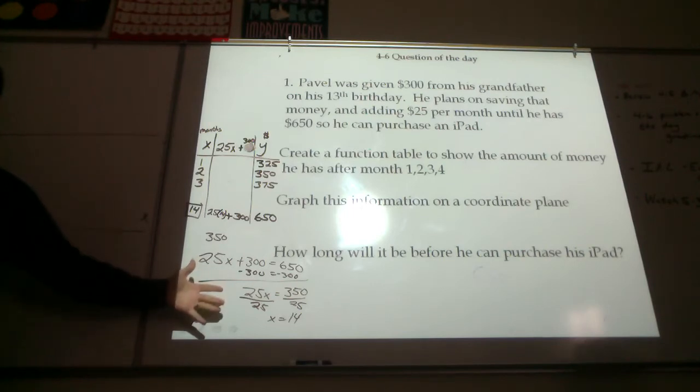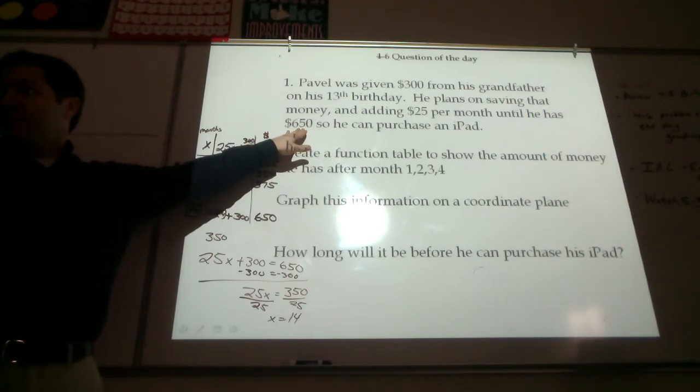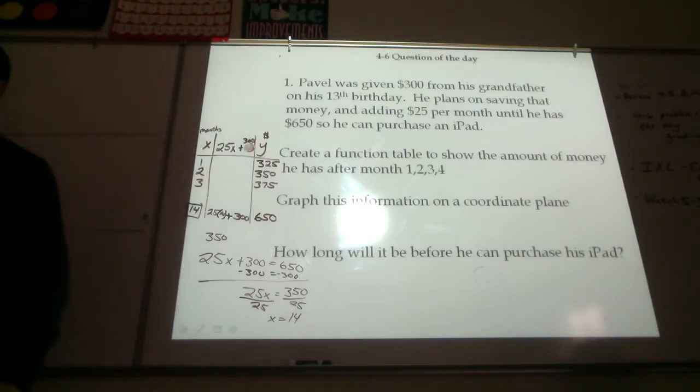Okay? You won't have to do the algebra. They're not going to tell you, here's the output, tell me what the input is. That's solving algebra. We'll get to that in chapter 12. Okay? I put this in here just to see where we're at with that.